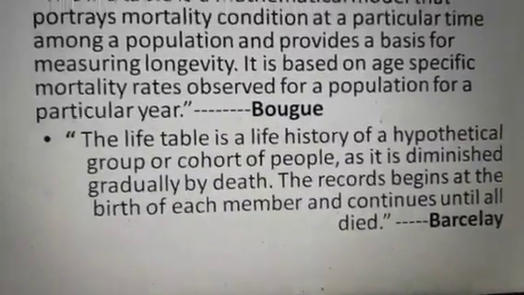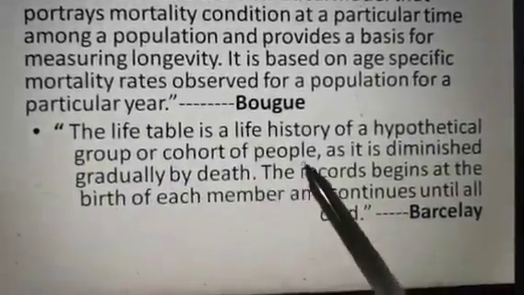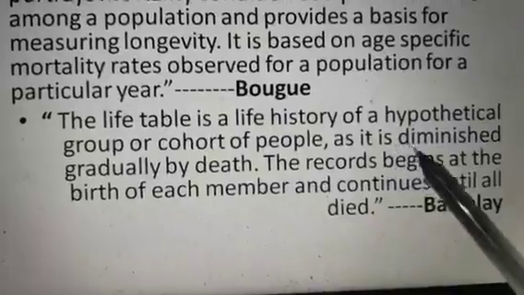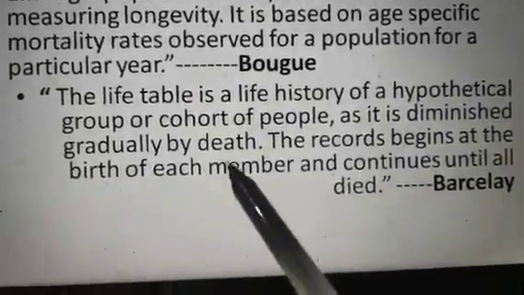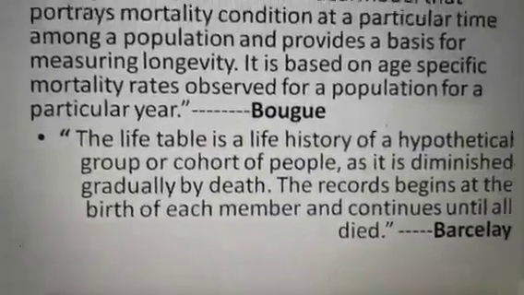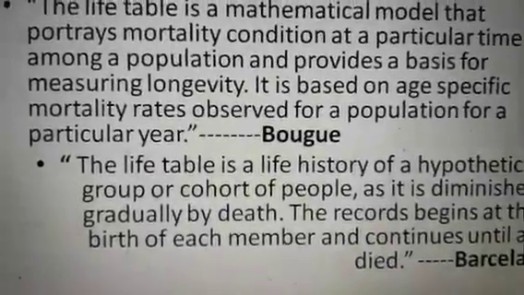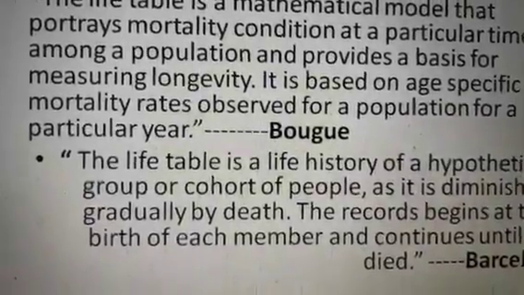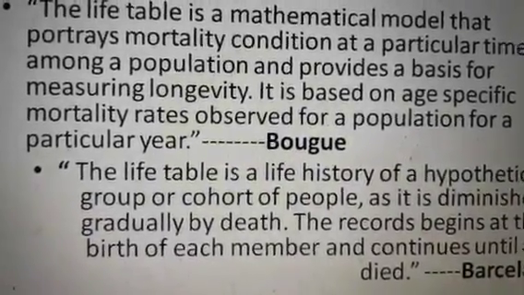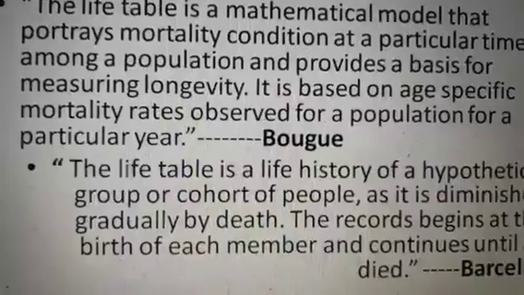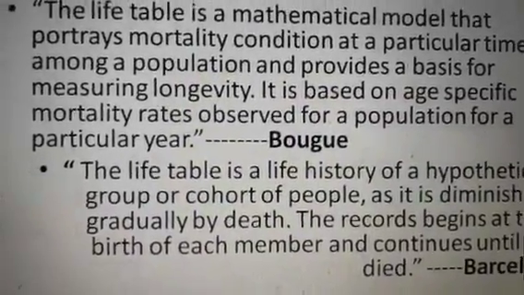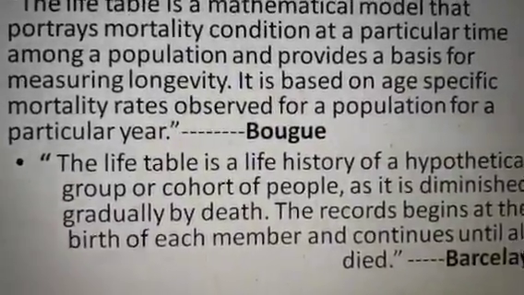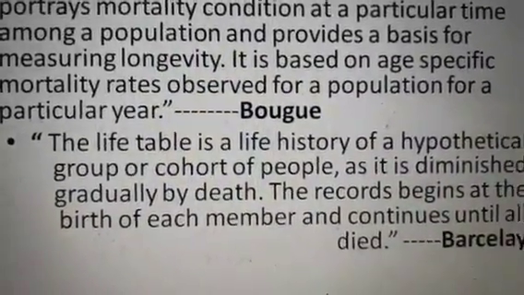So this definition is also very much clear that a life table is a life history of a hypothetical group or cohort of people as it is diminished gradually by death. We all know that death is certain. We could not delay or diminish any death. Rather, we could only make our life better with better health and increase our longevity. But death is certain.